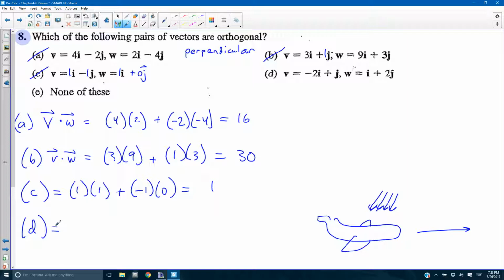D, vector V dot vector W. We're going to get -2 times 1, that's the i in W, -2 times 1, plus 1 times 2. Okay, so it looks like -2 plus 2 is 0. So it looks like the answer here is D.